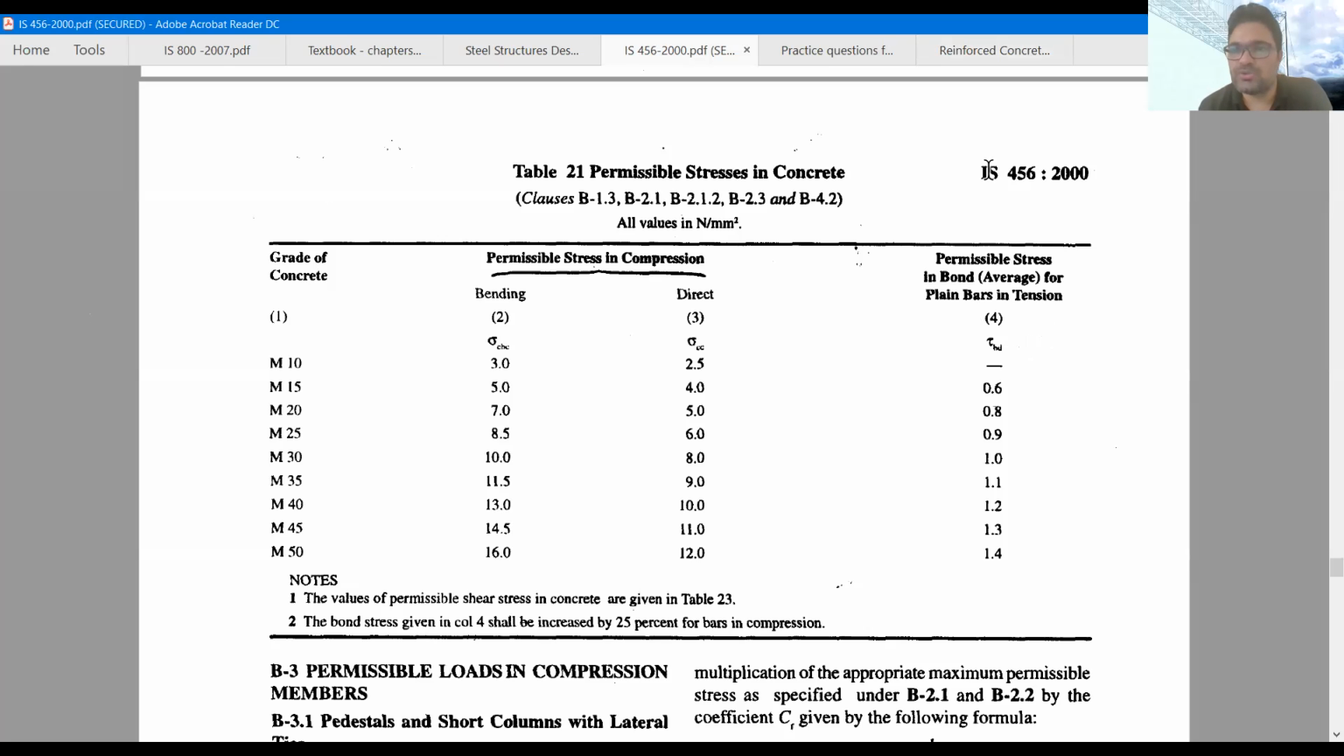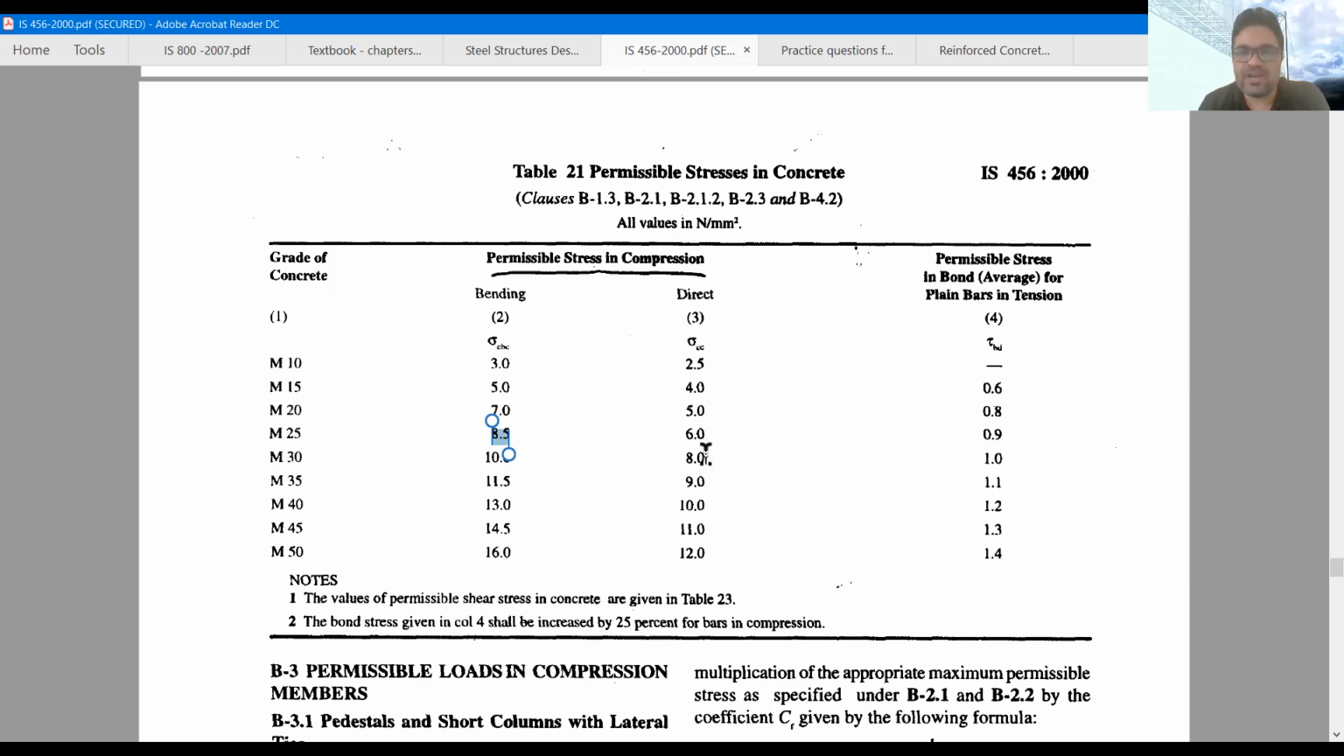So this is the IS code, IS 456-2000. In this IS code, if we look at Table 21, it is about the permissible stress in concrete. In case of a beam, we will find out the permissible stress in terms of sigma CBC. Here you can see in the second column, it shows the value of sigma CBC, and in the first column, it shows the grade of concrete. In our question, the grade of concrete is M25, and corresponding to this, the value of sigma CBC is 8.5. So we will write 8.5 in our question. So the permissible stress, that is sigma CBC, for M25 grade of concrete is 8.5.